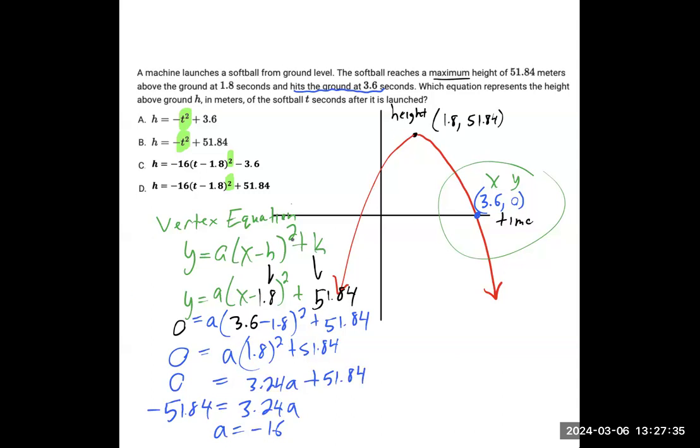So when we plug that back into the original vertex equation of the parabola here, we've got a negative 16 for a. So it looks like this: minus 16(x minus 1.8) squared plus 51.84. That exactly matches answer choice D in this question.